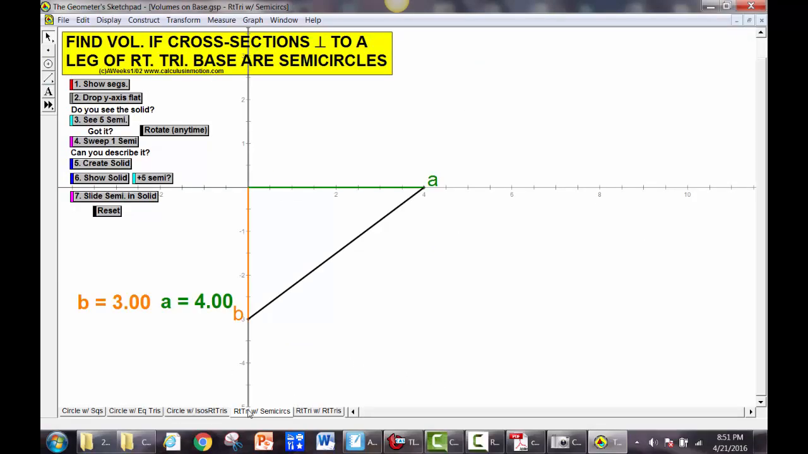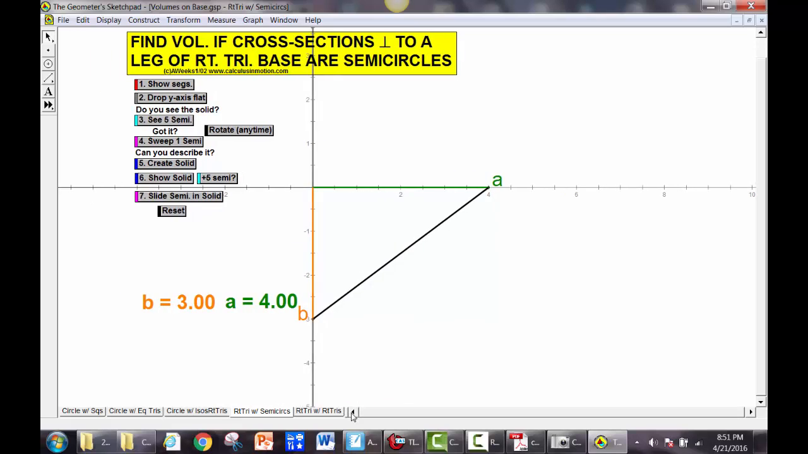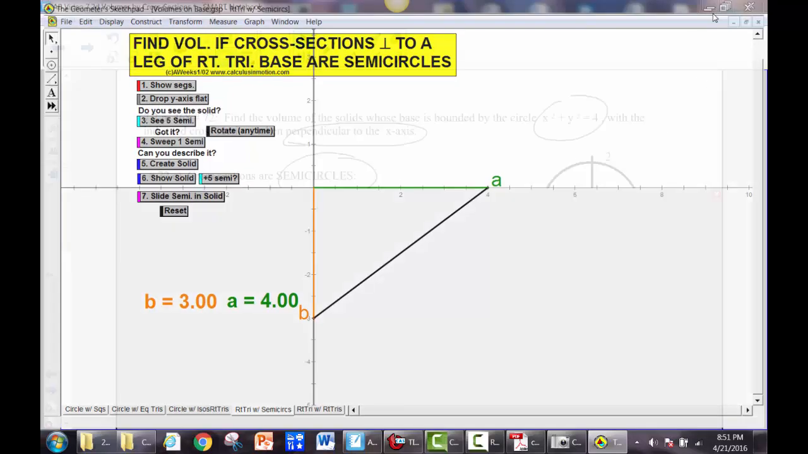Here we go. Oh, no, that's not what I want. Oh, are there more? Oh, I didn't know you could do that. This is a right triangle with semicircles. You know, I don't think she has a circle base with semicircles, so never mind.